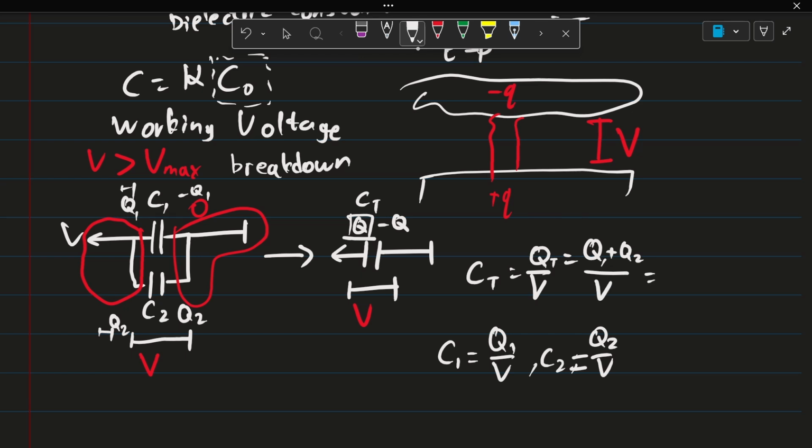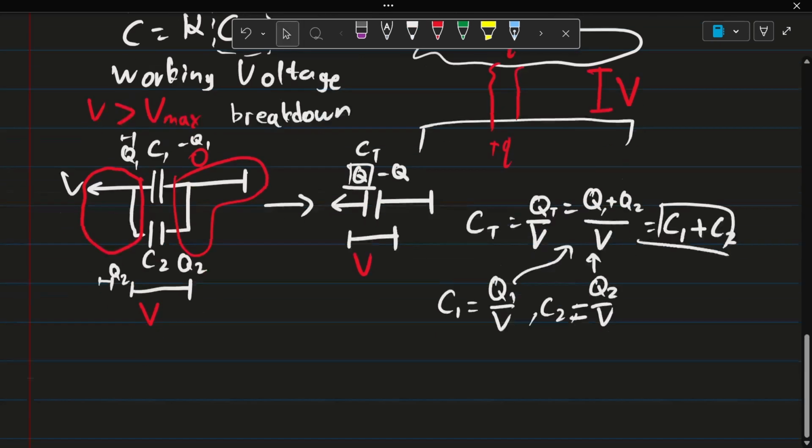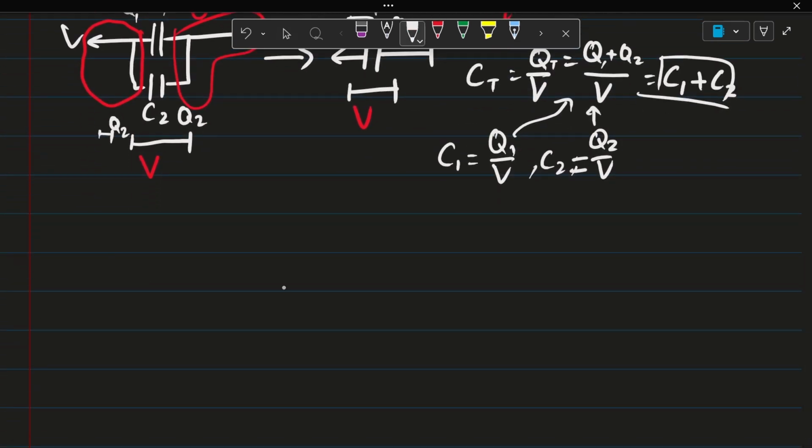And now we could actually substitute them in to obtain capacitance 1 plus capacitance 2. So this is the relation when you're dealing with parallel capacitors: you could actually increase the capacitance just by adding many more capacitors to each other. But this does not increase its working voltage. So how do you increase the working voltage? Well, to do that, we'll look at a series.